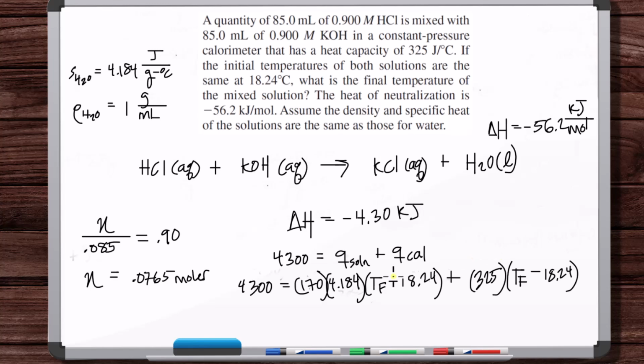Okay, so now this is just an algebra problem. Solve for TF. And you get 22.5 degrees Celsius. That is the final temperature of the mixed solution and the calorimeter.